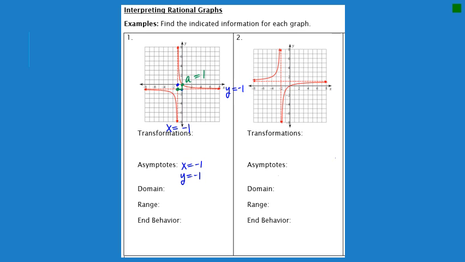What that tells me is that I don't have any stretch or shrink, and I also don't have a reflection because it's not negative. So as for my transformations, the only 2 things that happened are that my graph shifted down 1 and left 1.